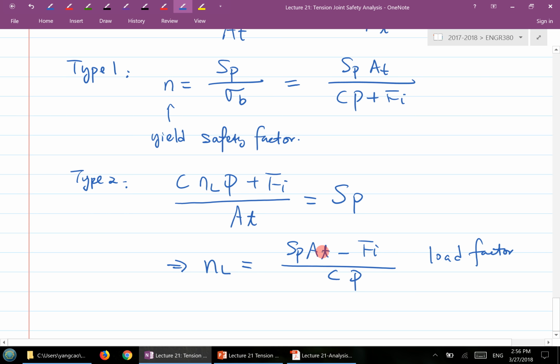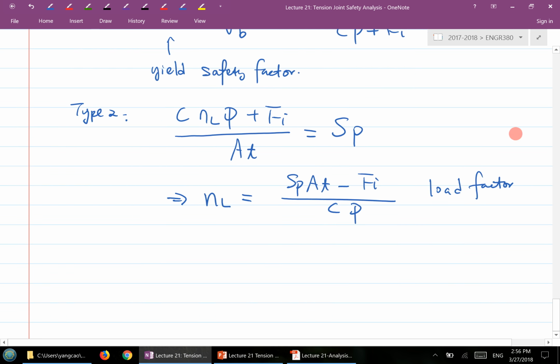So you can see they're not the same. The type 3 safety factor here is directly related to the condition of joint separation. So we call it the joint separation factor.